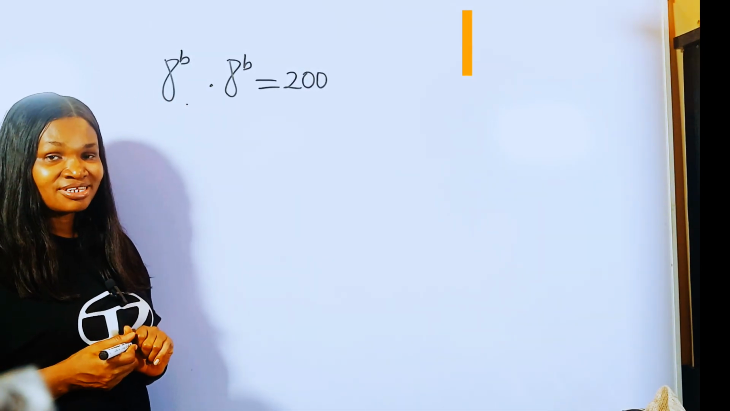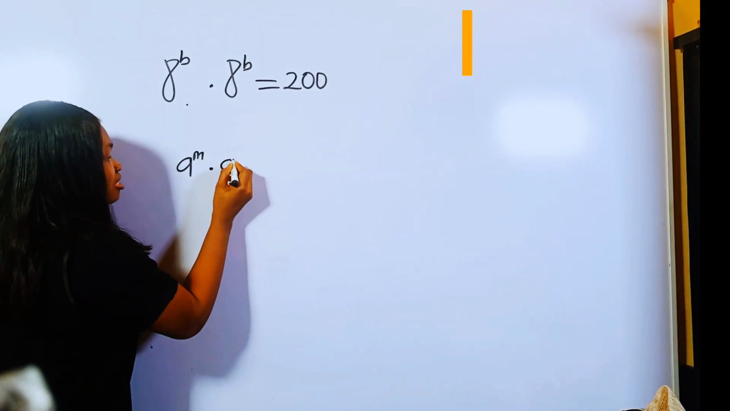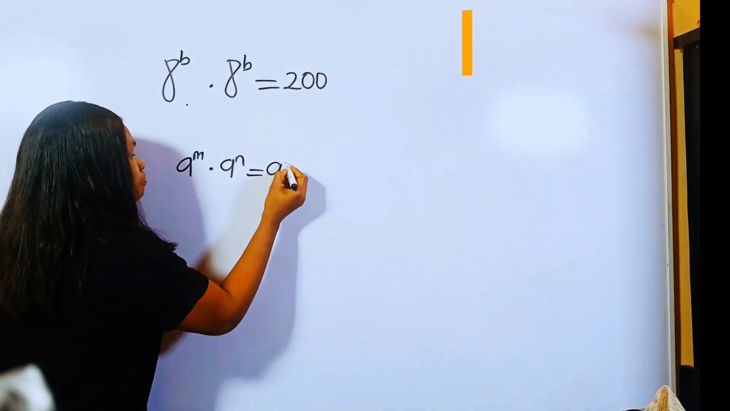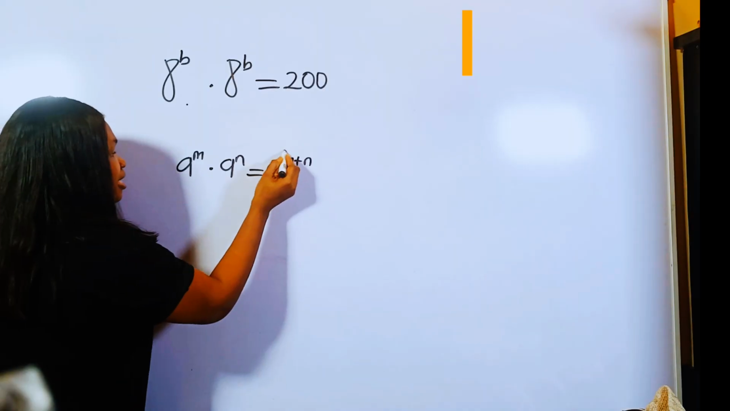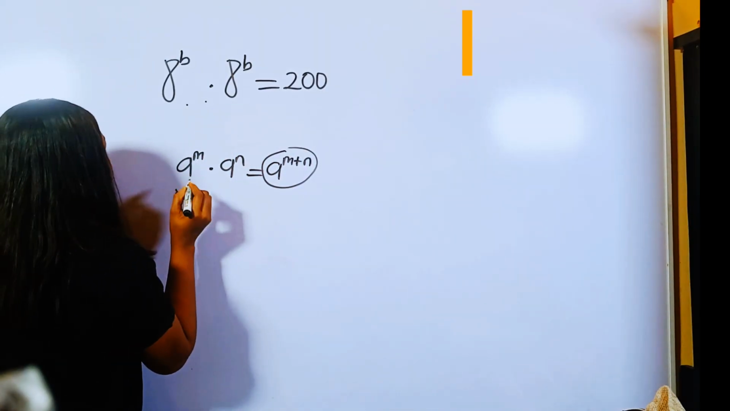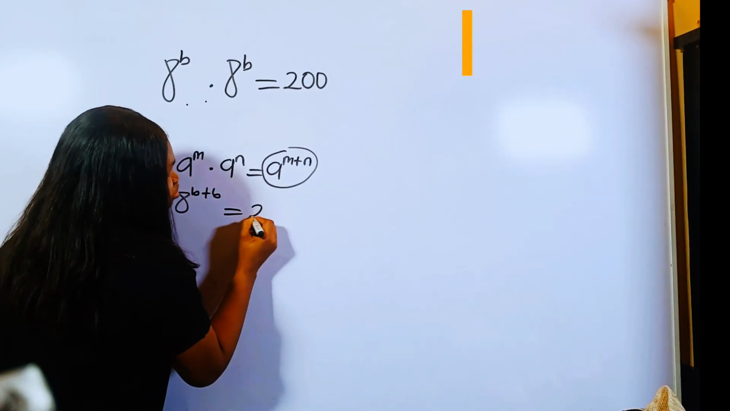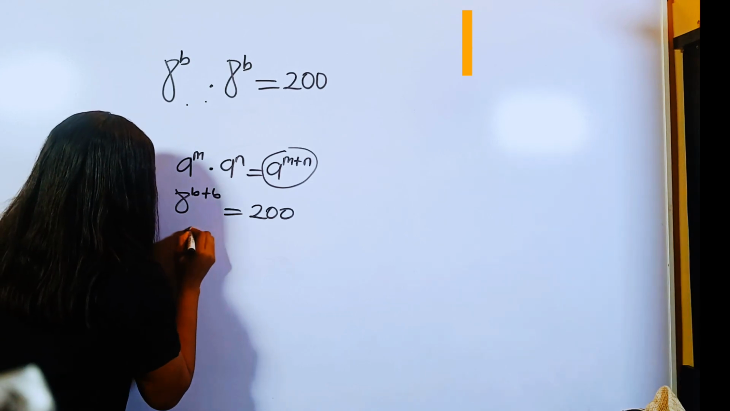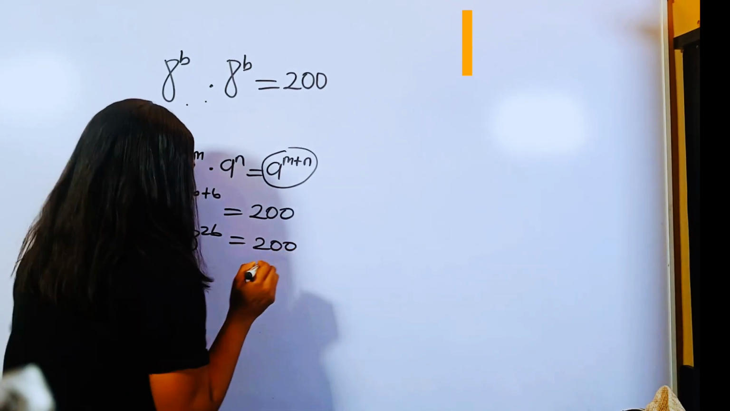Recall the law of indices that says a raised to power m multiplies a raised to power n is equal to a raised to power m plus n. If we apply this here, we now have 8 raised to power b plus b, which is equal to 200. Therefore, 8 raised to power 2b is equal to 200.